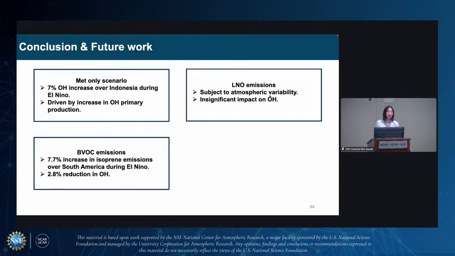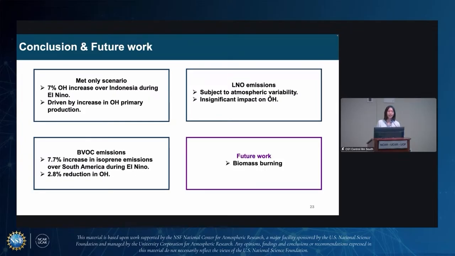So to wrap up, in these studies, we want to focus on the interconnection of the interannual variability of the OH and the ENSO, and we want to diagnose the drivers of these OH changes under different ENSO phases, including the meteorological factors, lightning NOx emission, and BVOC emissions. Even though at the global scale we don't see significant changes, we find that these different drivers do lead to pronounced OH changes at different regions.